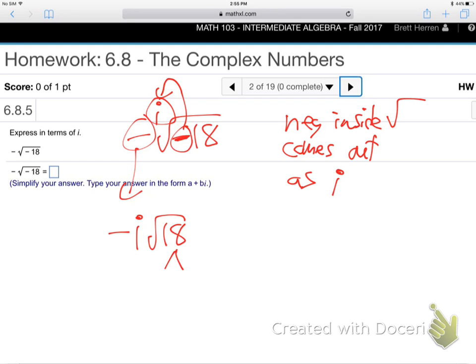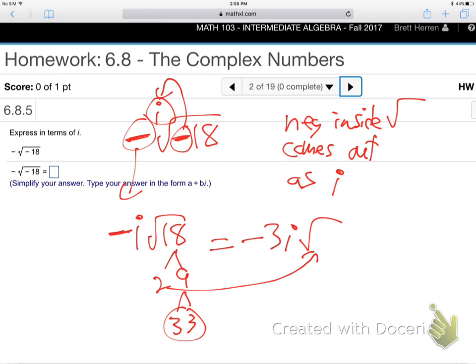And now you know how to simplify root 18, right? What times what's 18? 2 times 9. 9 is 3 times 3. So you know the drill. Two 3s inside. Still do all the normal stuff. Is it still going to end up being negative? Yeah, that negative that's out here, that's just because of this negative. So it's negative 3i. Root, what's left inside? 2. There we go. Negative 3i root 2.